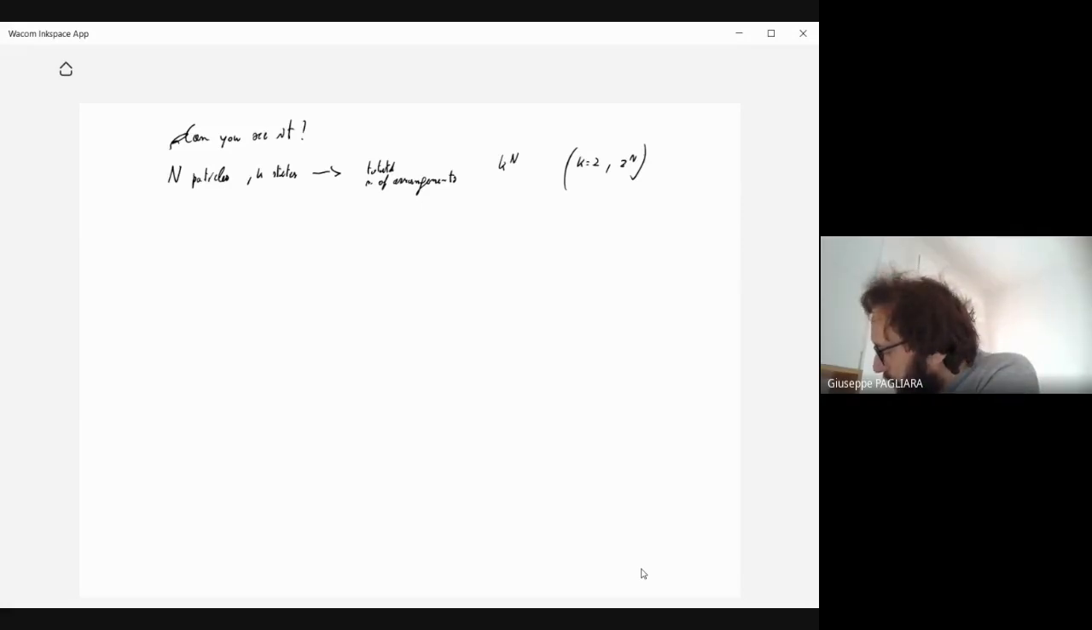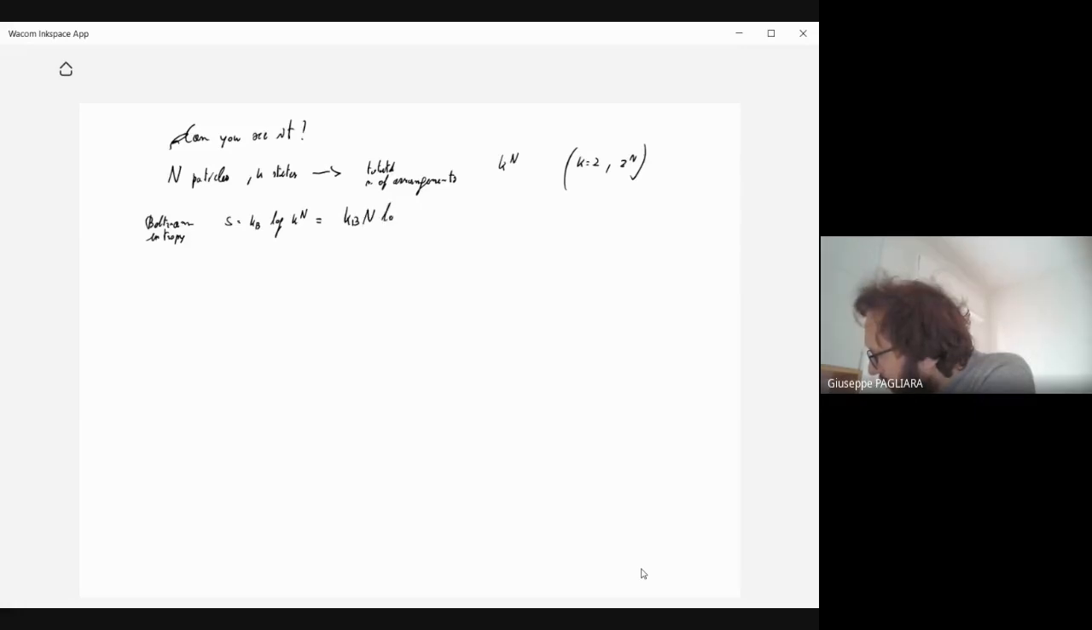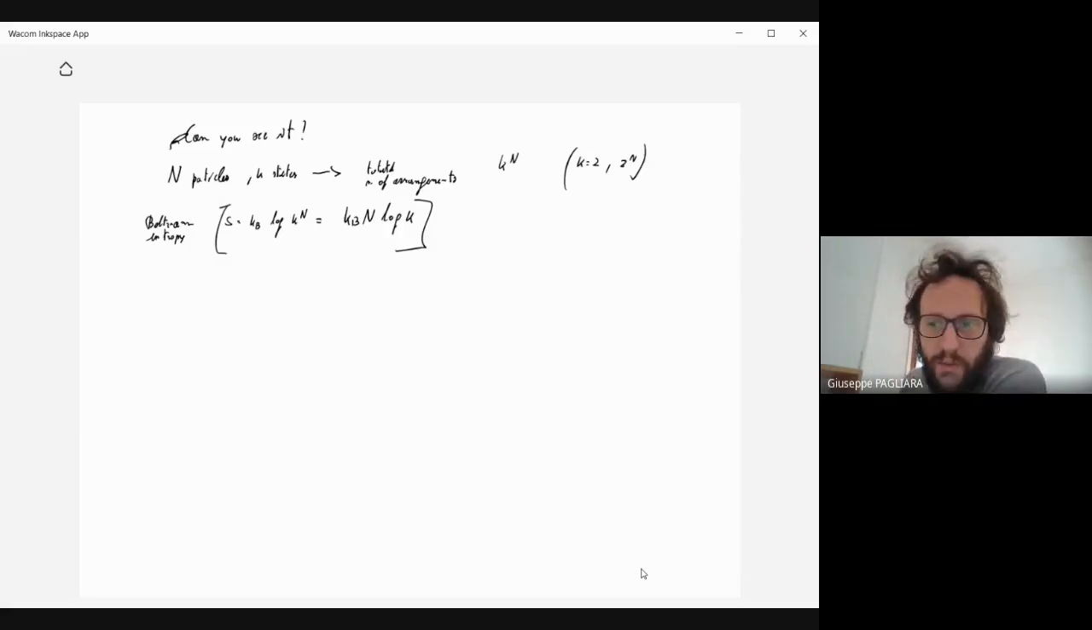And then for the Boltzmann entropy, for such a system, S is k_B log of the total number of configurations which are compatible with my thermodynamical equilibrium. Which is k_B log of k to the power of n, which is k_B n log of k. Okay. So now this is the Boltzmann entropy.